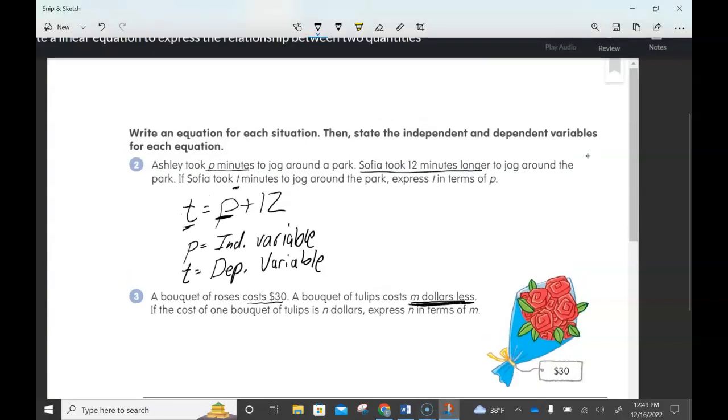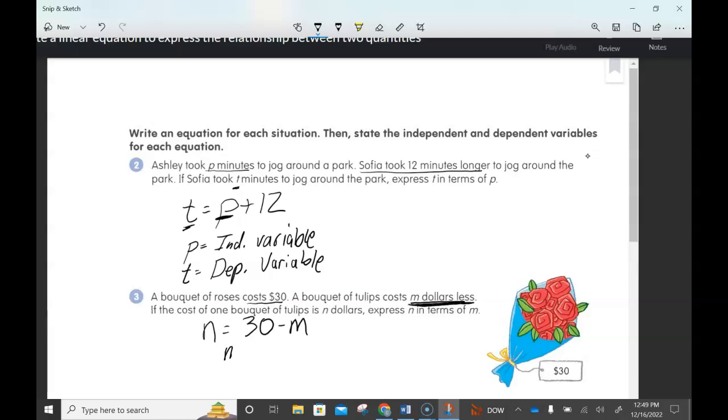So we have n, one bouquet of tulips, that's going to equal 30. Where am I getting 30 from? That's how much a bouquet of roses costs, minus m. Now we have to figure out what the independent variable is and what the dependent variable is. The independent variable is going to be m, because that's what we subtract from 30 to get our total cost.